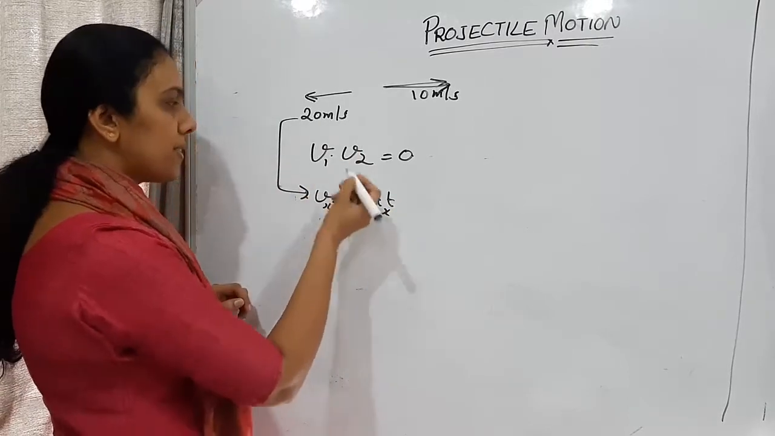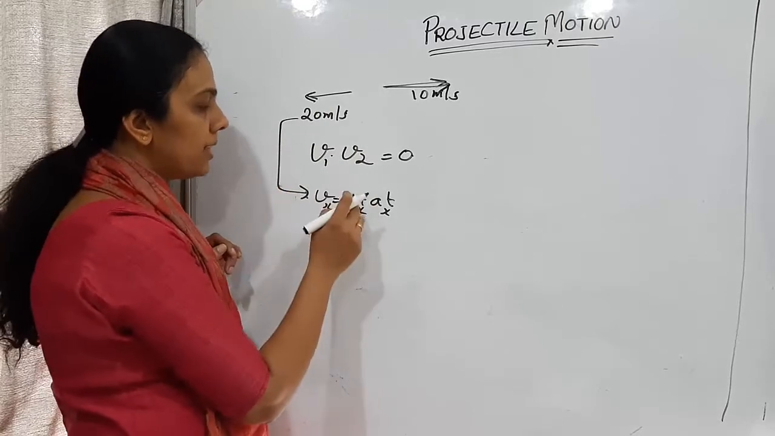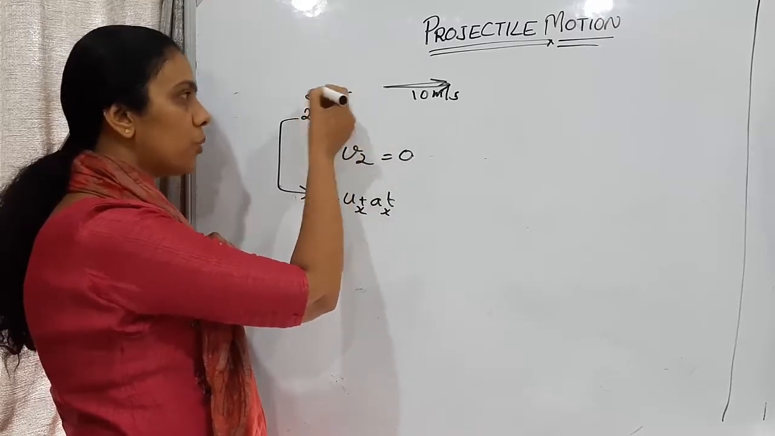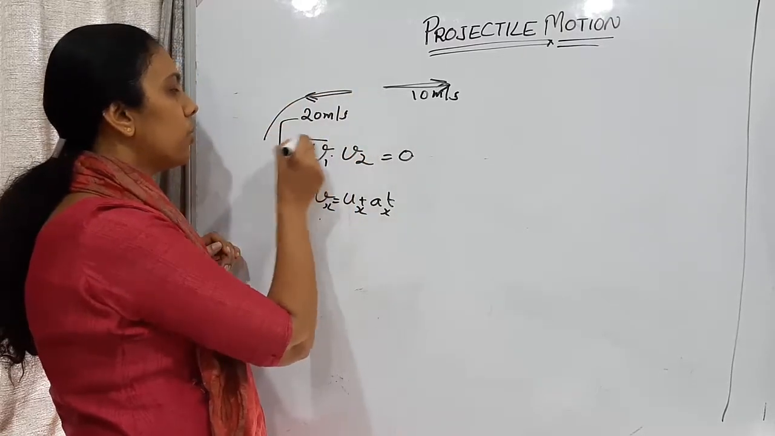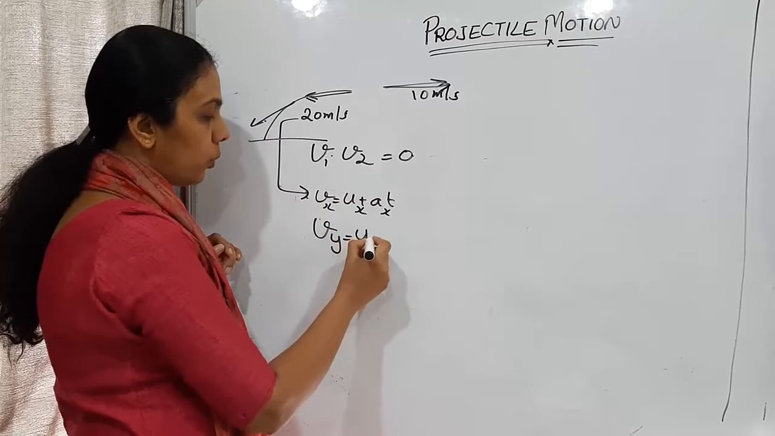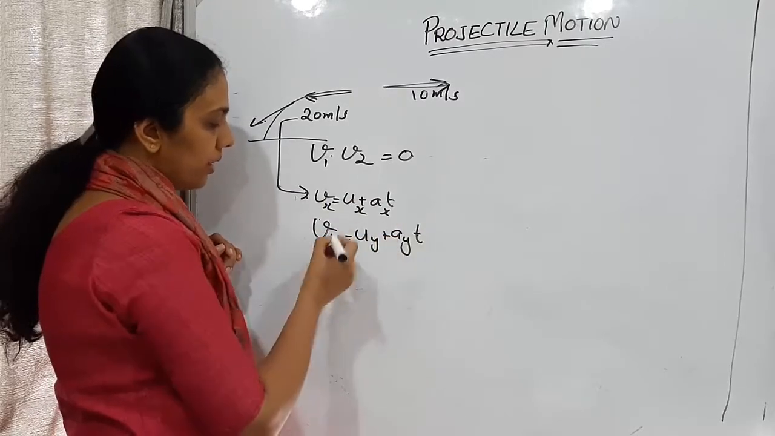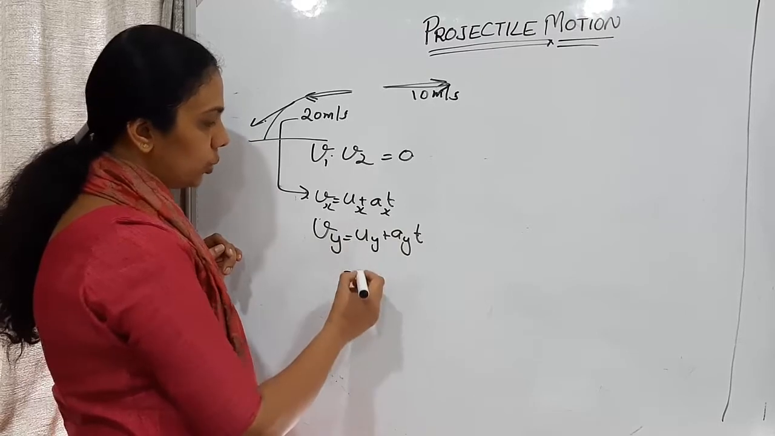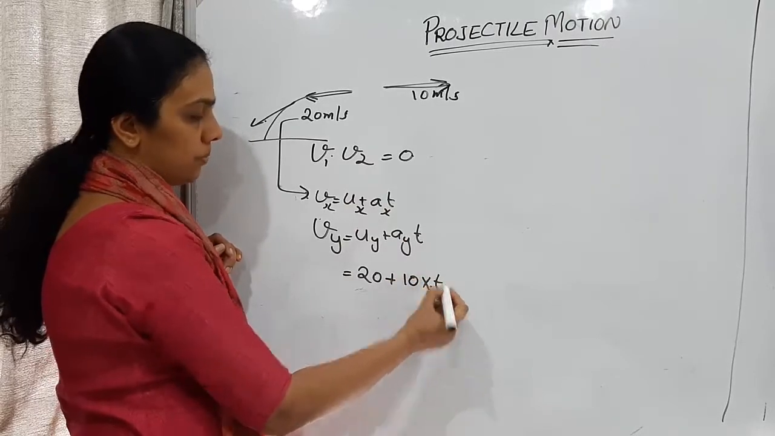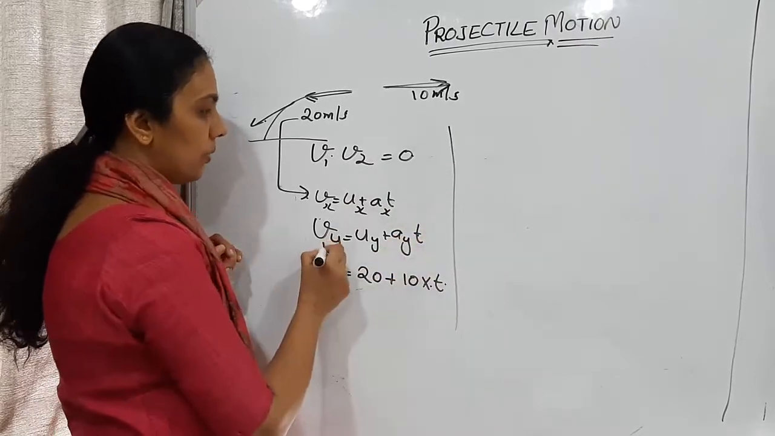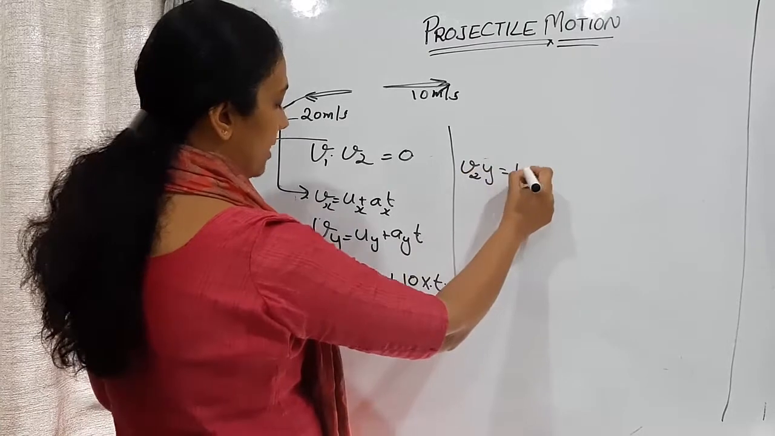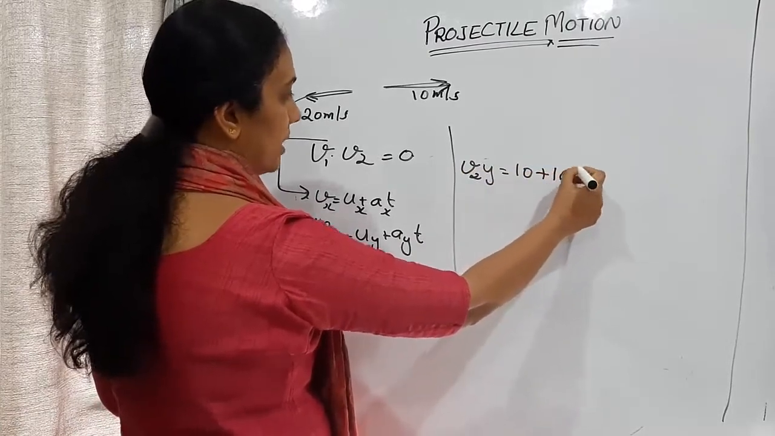Vx is along the x-axis, and since it is projected horizontally, there will also be a component along the y-axis. So here the y component will also be there. Then we consider the y component: uy, ay, t. So here Vy will be equal to uy as 20 plus ay as 10 into t, which we don't know. Then this is V1, and in the same way we can find V2y also: uy is 10 plus 10 into t.